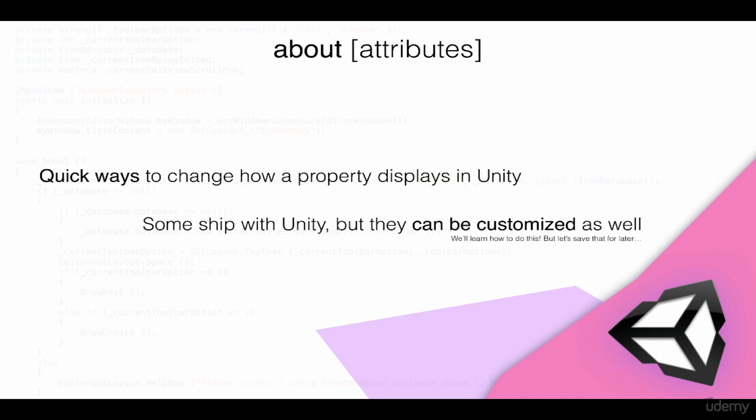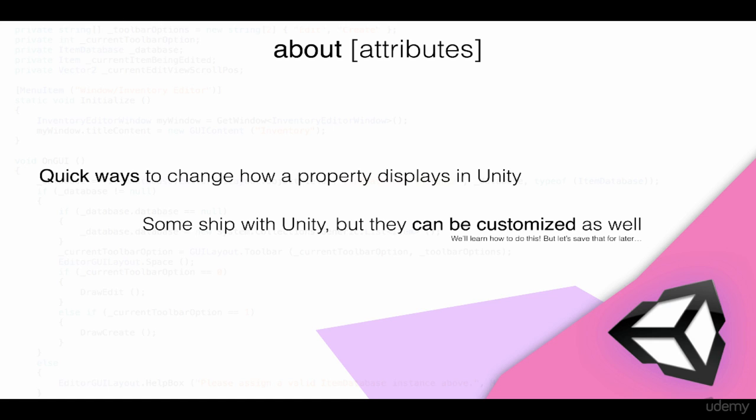For example, an integer could be just a field where you can type a value, but attributes could change that to maybe make an integer only be allowed within a certain range. And you define this using attributes. And there are some that ship with Unity. There are some pre-made attributes that you can use right away. And they also can be customized. That is, you can write your own attributes.